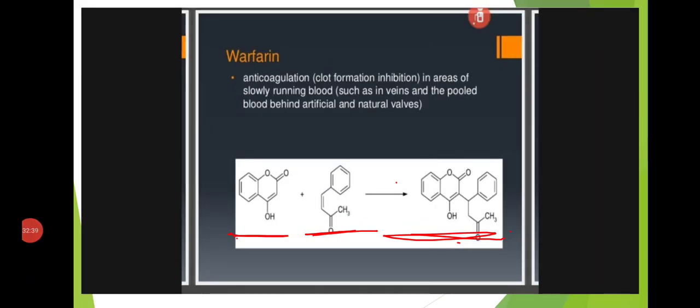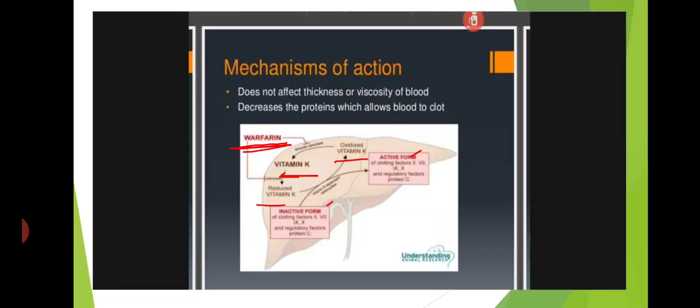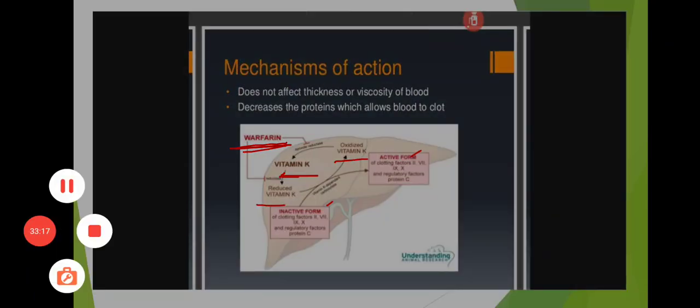Next is warfarin. Warfarin has anticoagulant activities. This is also synthesized from two compounds by using Perkin reactions. As for its mechanism of action, warfarin decreases the proteins which help in blood clotting. These proteins are decreased by warfarin. That's why it acts as an anticoagulant drug.